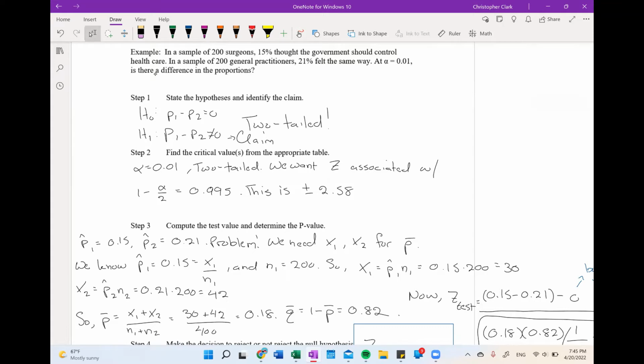So we have 2 different healthcare professionals. We have surgeons and general practitioners, and we're trying to figure out if we can say that there's statistical evidence that they have a difference in beliefs about this particular issue, right?